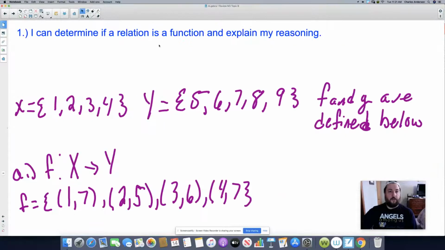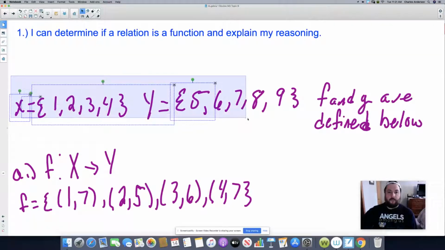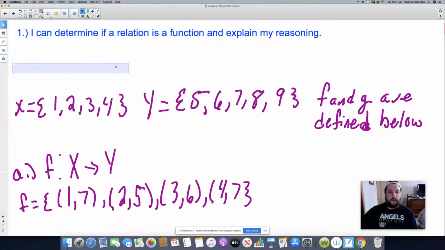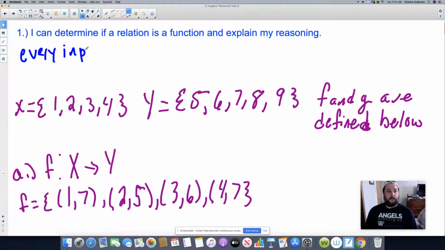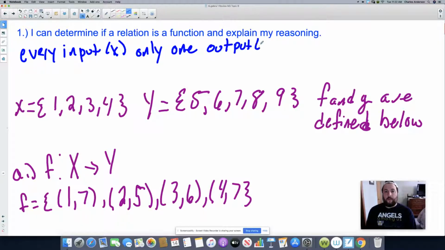The first learning target that I want to review is determining if a relation is a function. Remember, in order for a relation to be a function, every input, that's your x coordinate, has to have only one output, the y coordinate. That's the key. When you're doing these problems, that's going to be your explanation a lot: it's a function because the input has one output, or it's not a function because the input has more than one output.